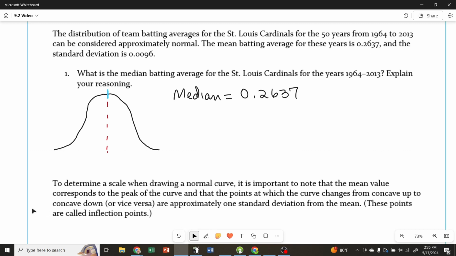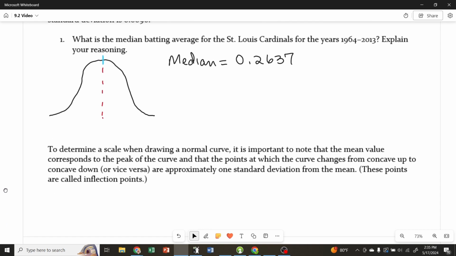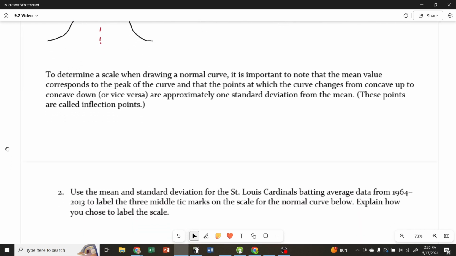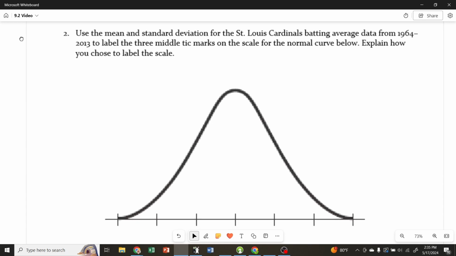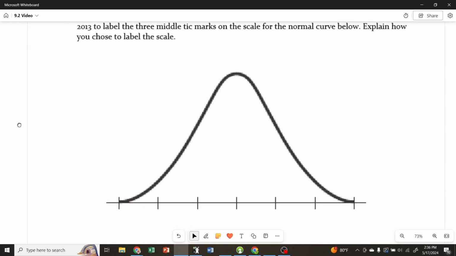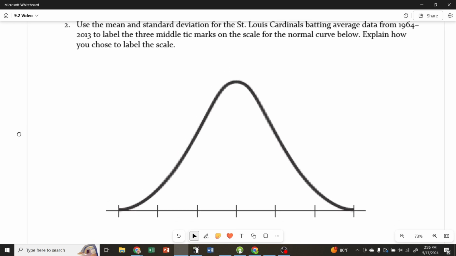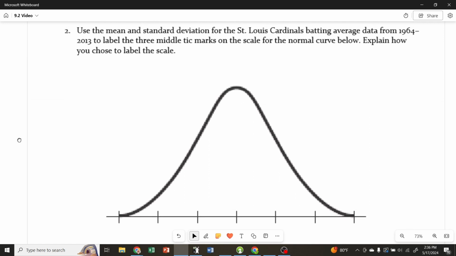Okay, so to determine a scale when drawing a normal curve, it's important to note that the mean value corresponds to the peak of the curve, and that the points at which the curve changes from concave up to concave down are approximately one standard deviation from the mean, and those are the inflection points. Okay, so we're going to use the mean and the standard deviation for the St. Louis Cardinals batting average data to label the three middle tick marks on the scale for the normal curve below. Okay, so explain how we choose to label the scale.